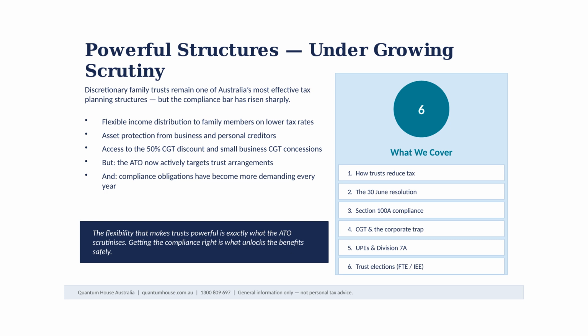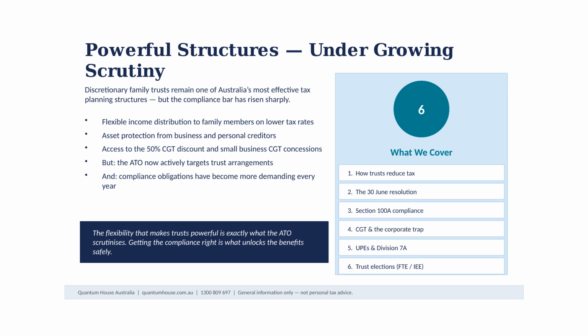On one hand, discretionary family trusts are genuinely powerful. They allow flexible distribution of income to family members on lower marginal rates. They provide asset protection from creditors, and they give access to the 50% CGT discount, and for business owners, the small business CGT concessions. On the other hand, and this is the key change in recent years, the ATO now actively targets family trust arrangements, and the compliance obligations have become more demanding every single year.